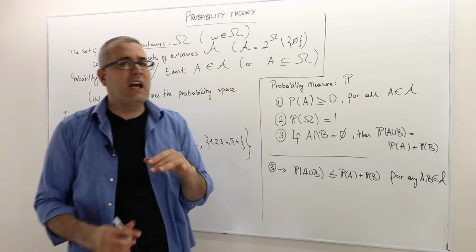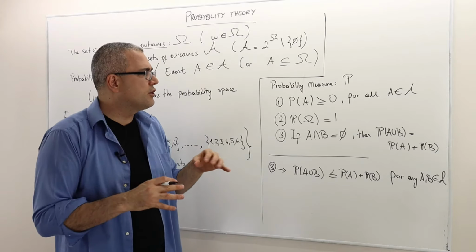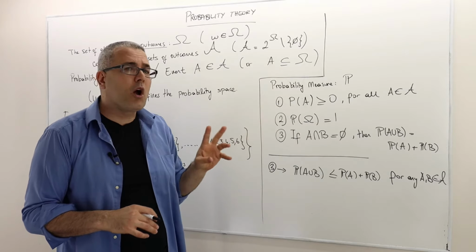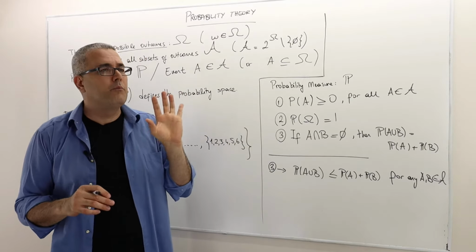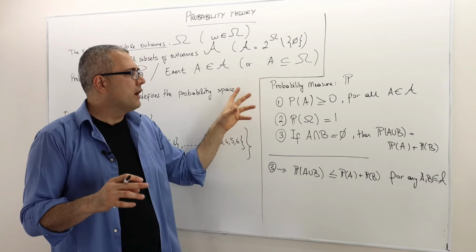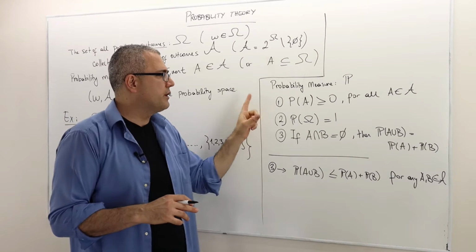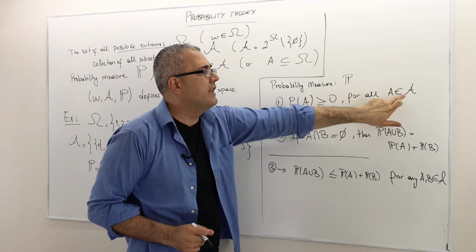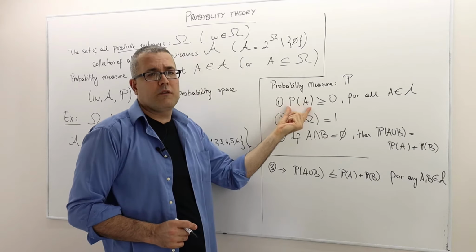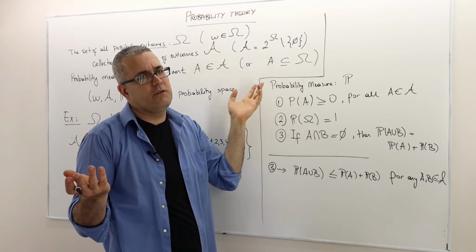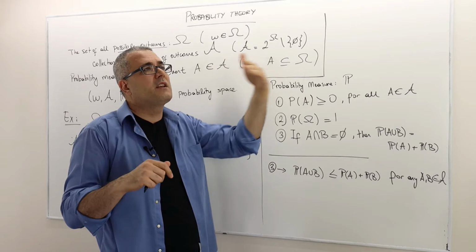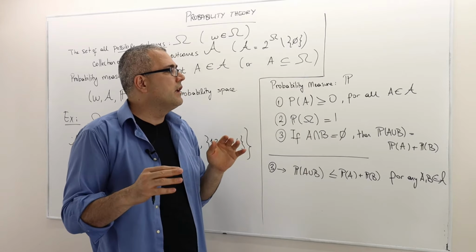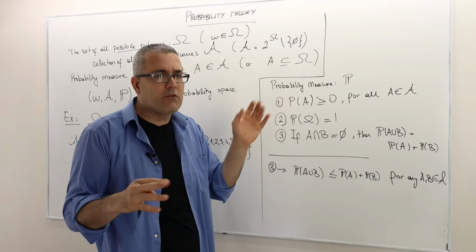P cannot be any random function on the set of events. It has to satisfy these 3 properties. Any probability measure has to satisfy these 3 properties. First, for any event A in script A, the probability of the event has to be non-negative. I mean, what is the likelihood of something happening is negative 2? It makes no sense. It has to be non-negative. It can be 0, obviously.